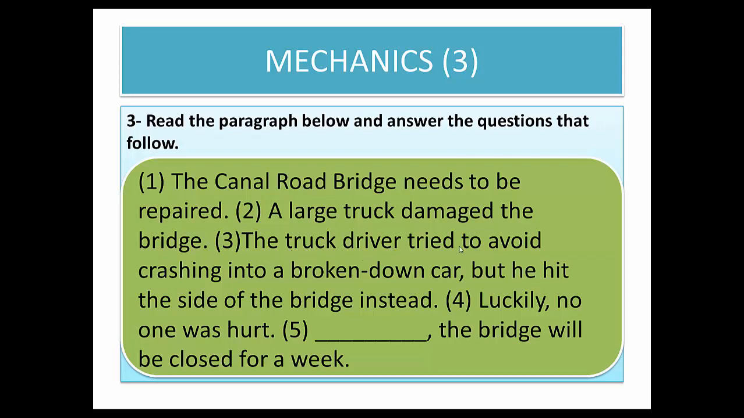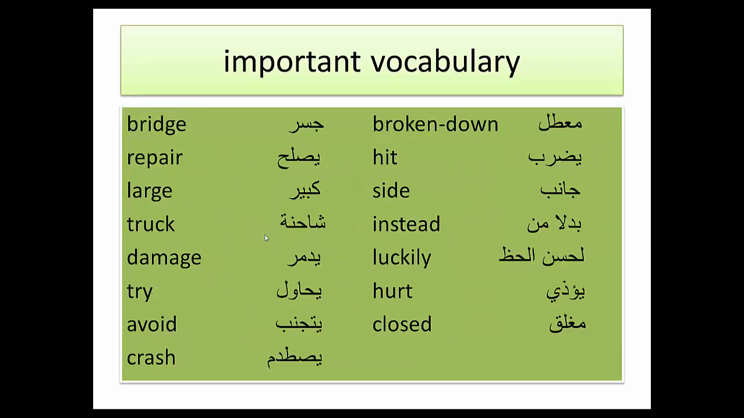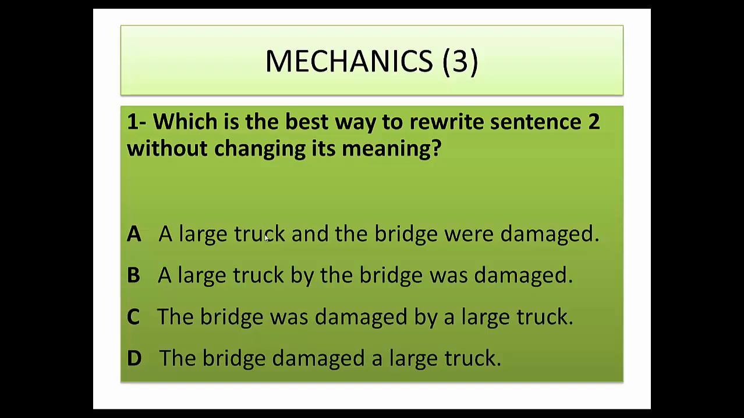The truck, like explanation. The truck driver tried to avoid. The truck driver, so truck is a vehicle. You know what a vehicle is? Anything that runs on 4 wheels is called a vehicle. The truck driver tried to avoid crashing into a broken down car, but he hit the side of the bridge instead. Okay, so back again to sentence 2. A large truck, which is a vehicle, damaged the bridge. How can we rewrite it? A large truck and the bridge were damaged.